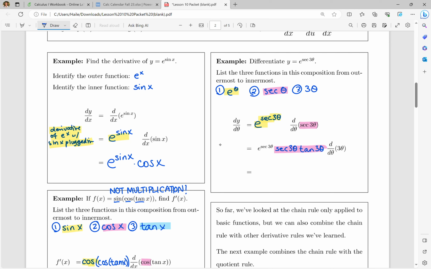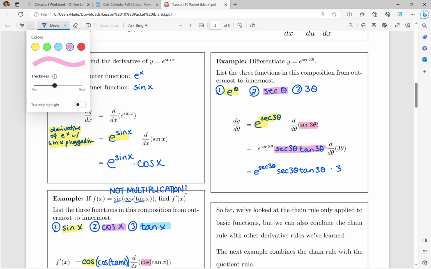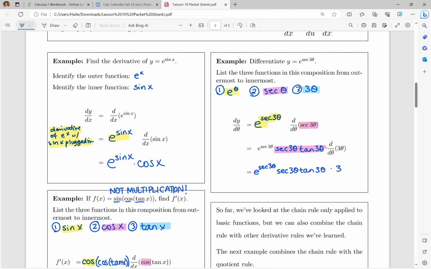Finally, I want to look at my innermost layer, 3 theta, and all the stuff I did before just gets carried along down in the work. So we have e to the secant of 3 theta times secant of 3 theta, tangent of 3 theta, and finally I want to take the derivative of 3 theta. Well, 3 theta is just like if you had 3x, and if we were going to take the derivative of that, it's just a simple power rule, and we get 3. So let's highlight that innermost layer just so we're clear on where that comes from. So we have 3 theta appears here, and we end up taking the derivative of that right here.